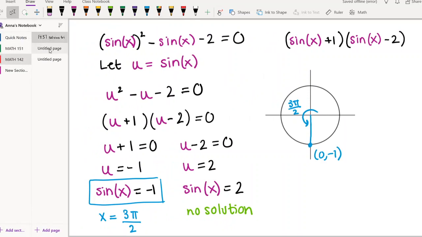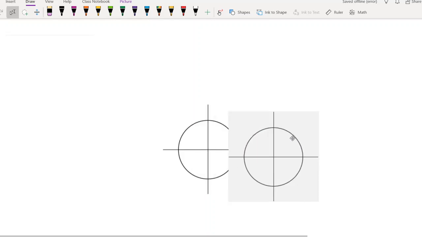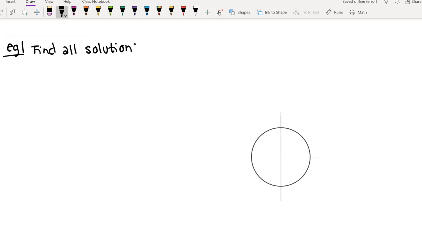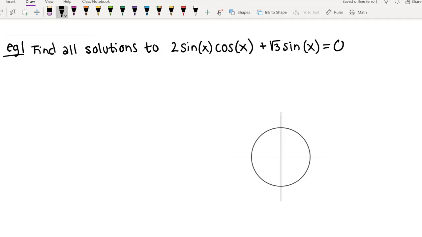Okay, so let's look at some more examples. These next examples are still going to involve factoring, but it's a different type of factoring. Again, we're just going to focus on finding all solutions from 0 to 2 pi. Let's do this one: 2 times sine of x times cosine of x plus square root of 3 times sine of x is equal to 0. And sorry, I forgot to say, on the interval 0 is less than or equal to x is less than 2 pi.